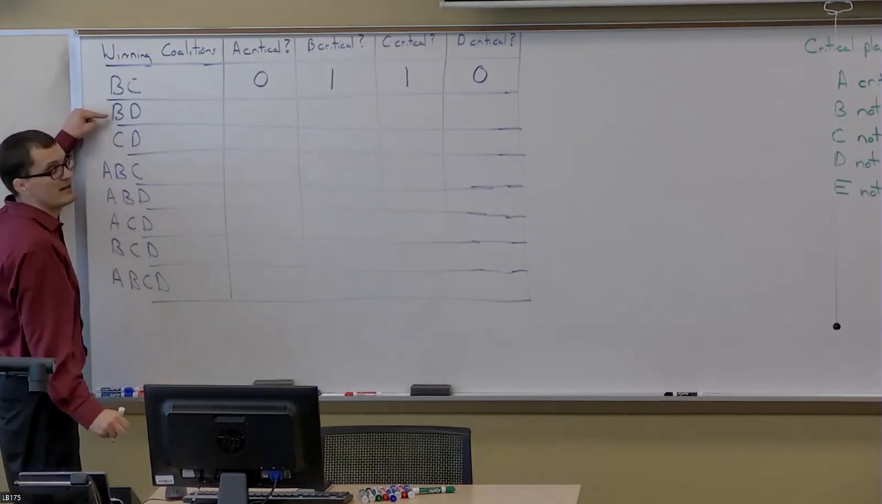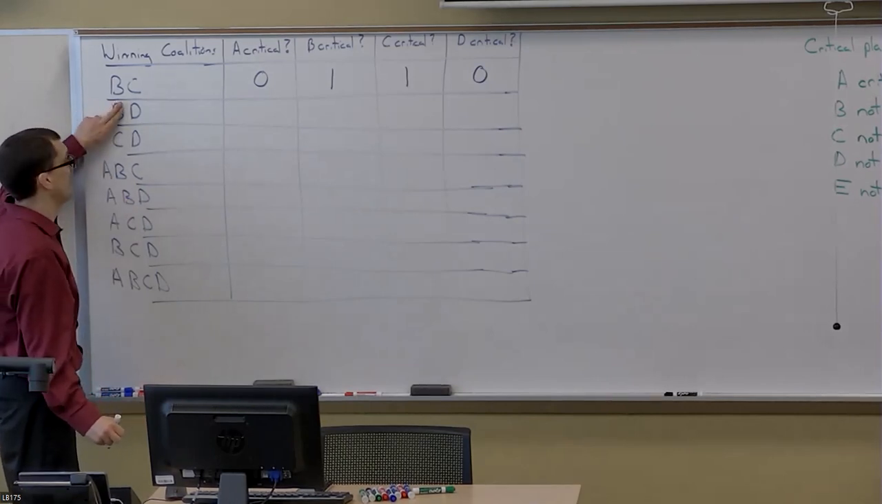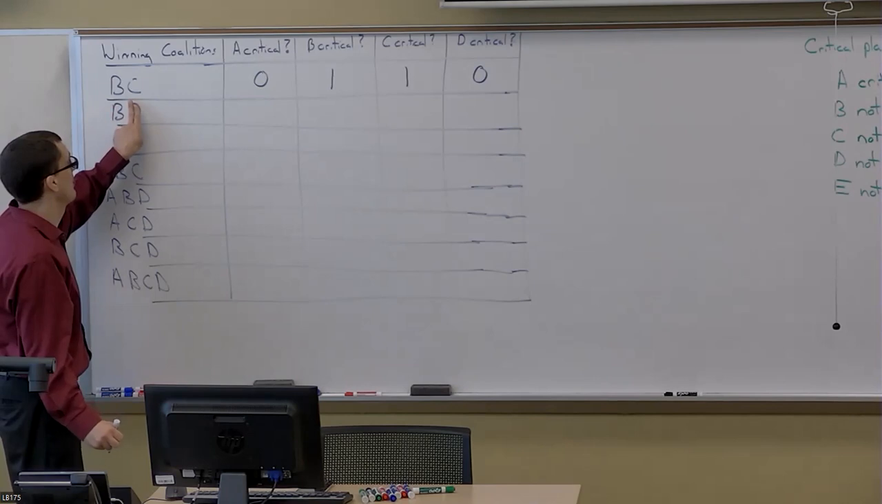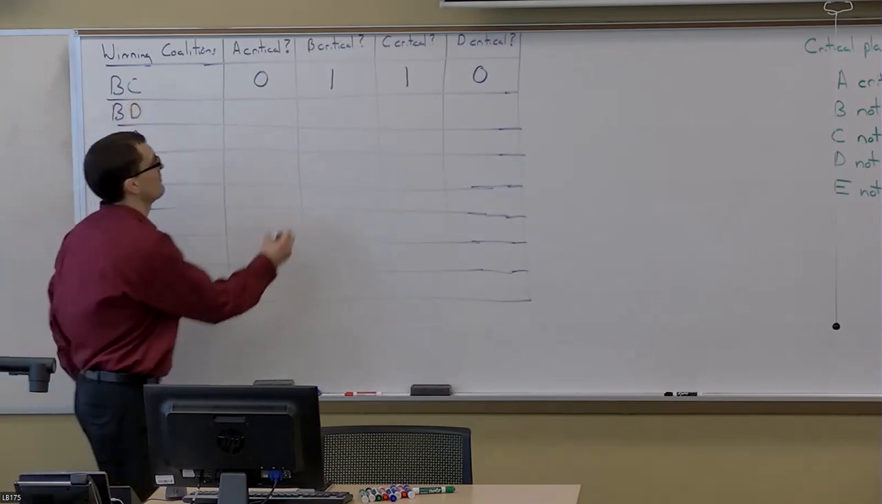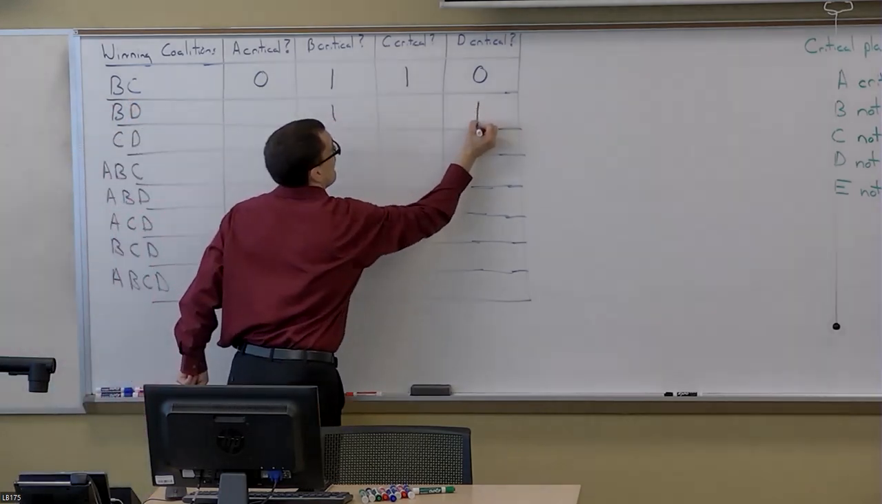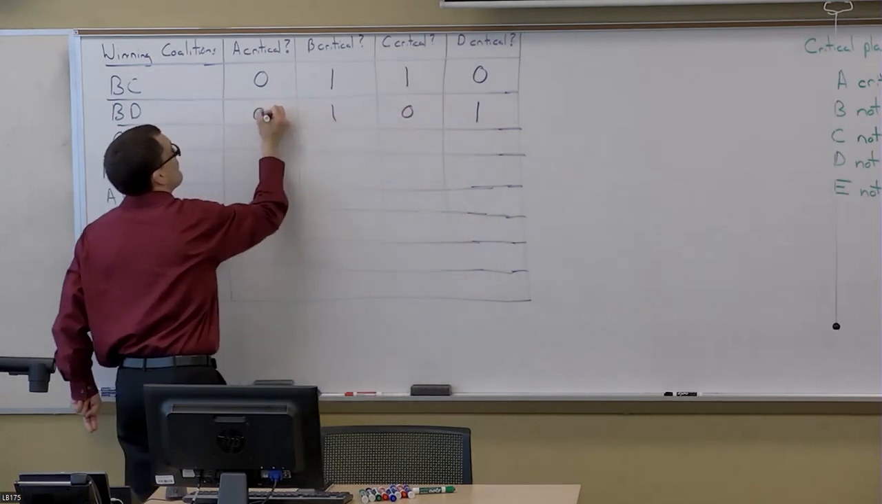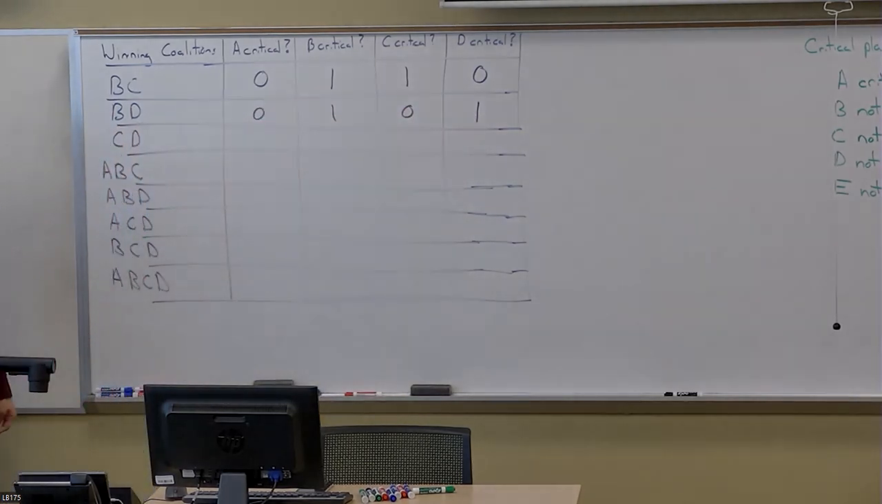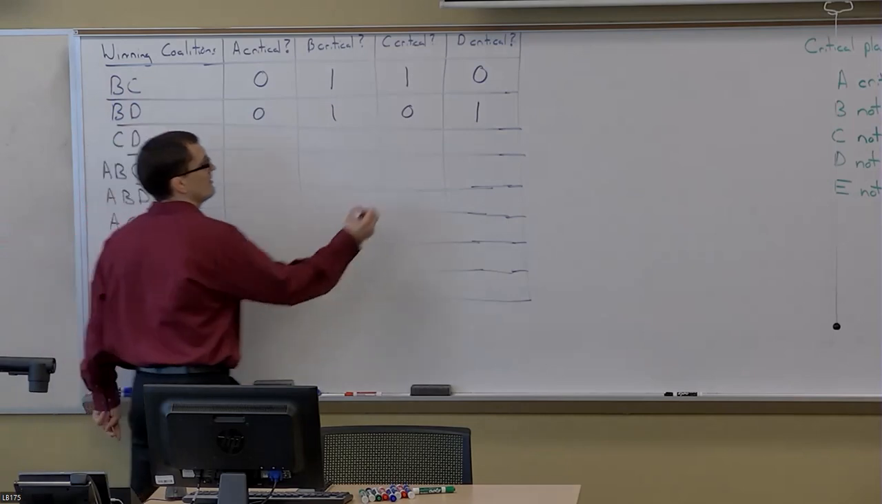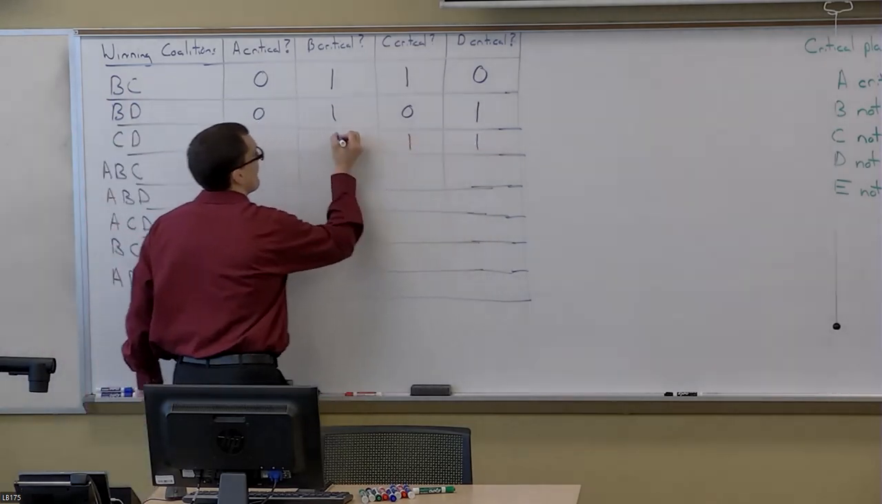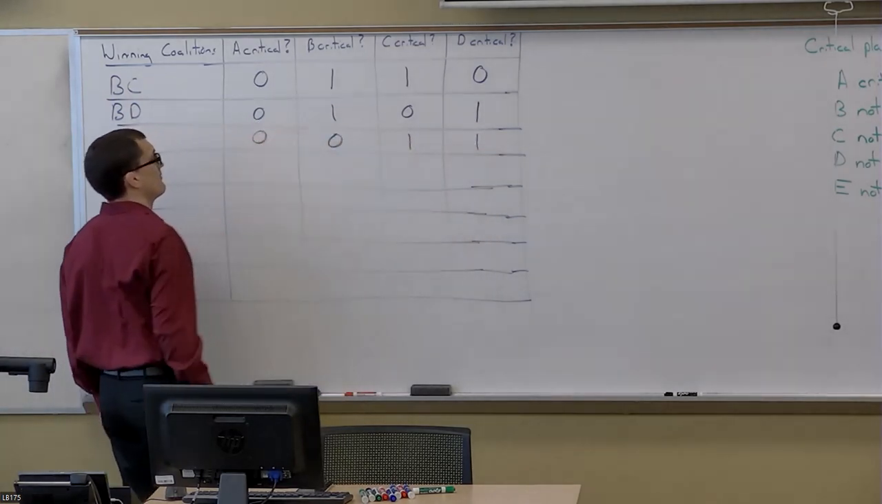The same way for BD. If I drop B, it no longer wins. If I drop D, it no longer wins. The other two are not in there, so they don't count. How about this one, C and D? Yeah, if you drop C, D no longer wins. If you drop D, C does not win by itself. So C and D are critical. A is not.